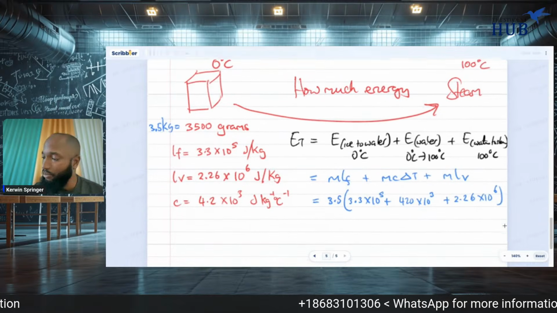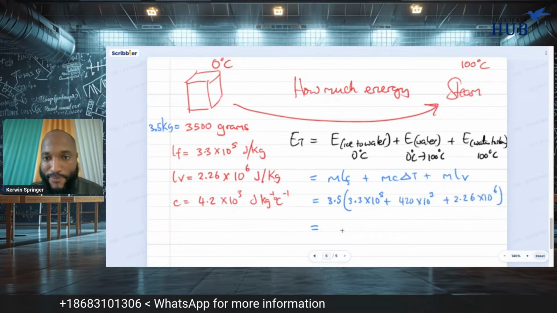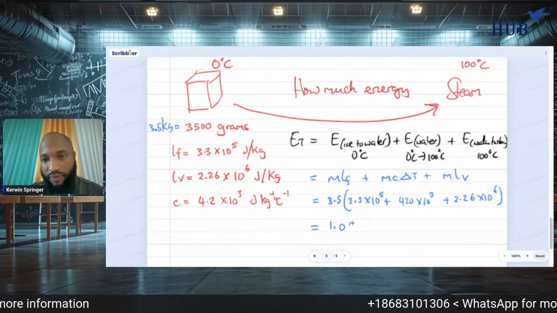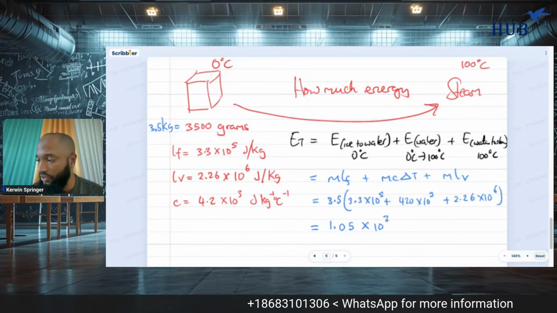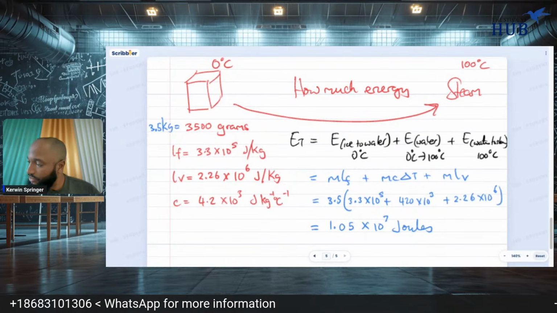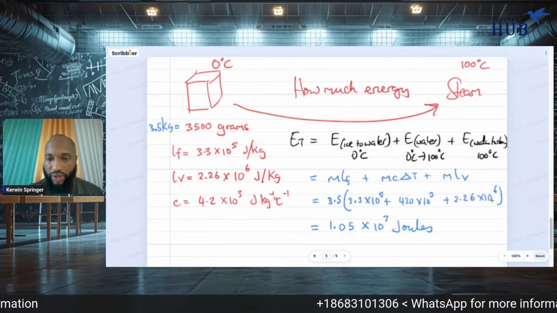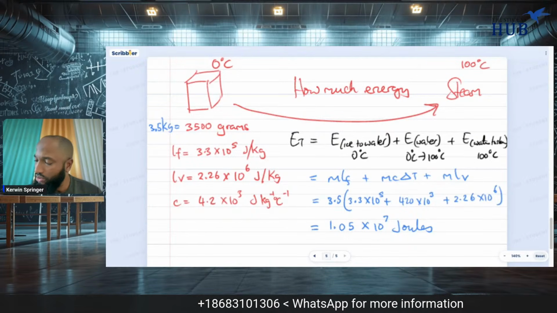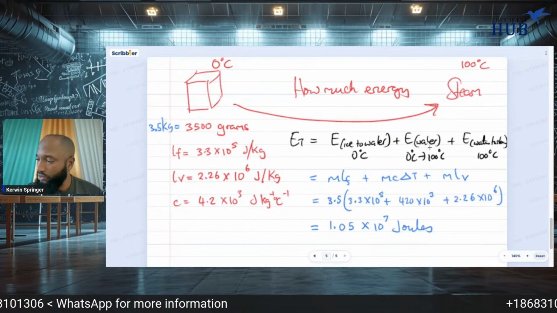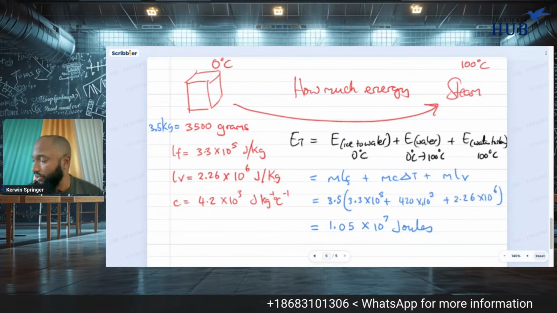So for the sake of time, I'll go on. Kristen and Malik have the answer here, which is 1.05 times 10 to the power of 7 joules. So y'all could double check that. Don't forget the final temperature. I put it in here, I multiply this by 100. So mcΔT, this is multiplied by 100. So this is 4.2 times 100.